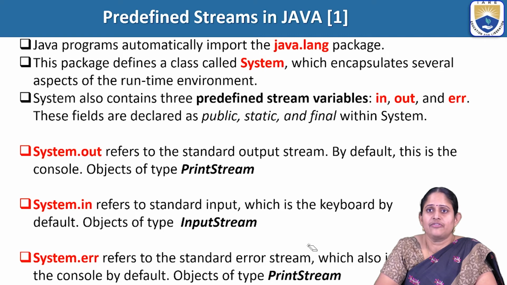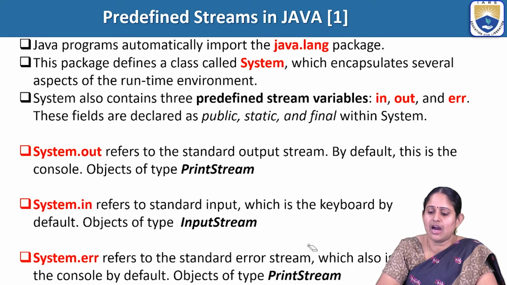Now there are some predefined streams in Java, which are already available in the lang package. Inside this package, we have a class called System, which encapsulates several aspects of the runtime environment. There are three predefined variables: in, out, and err, which are declared as public, static, and final.